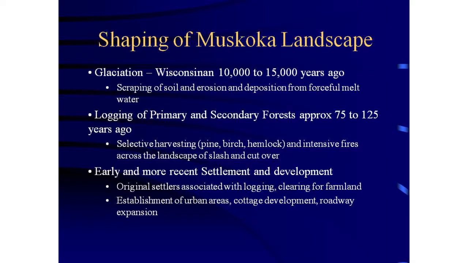So I just want to talk a bit about the history of our landscape and what shaped the Muskoka landscape. As I mentioned, this is very broad within the context of the talk today. Each one of these topics could be a whole other talk. Glaciation, basically continental glaciation that scoured the landscape, had a huge influence on our landscape thousands of years ago. Logging, the initial settlement and logging of primary and secondary forests, and then early settlement, and then more recent in the last 50 and 60 years.